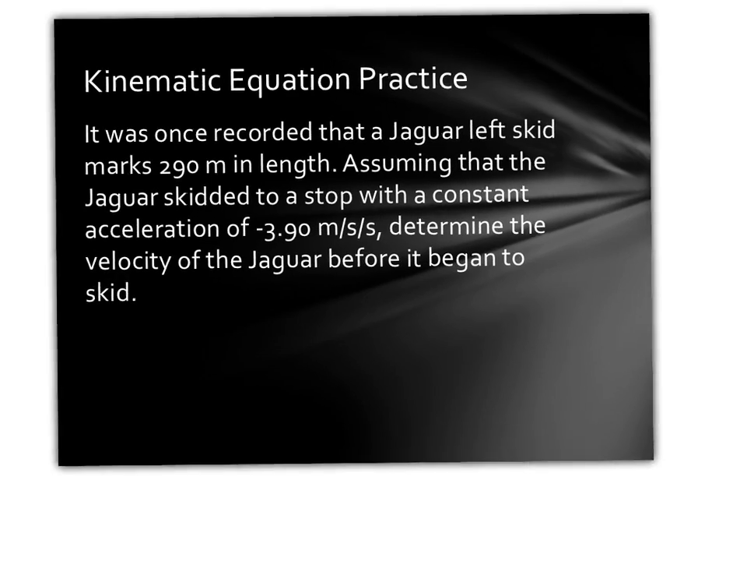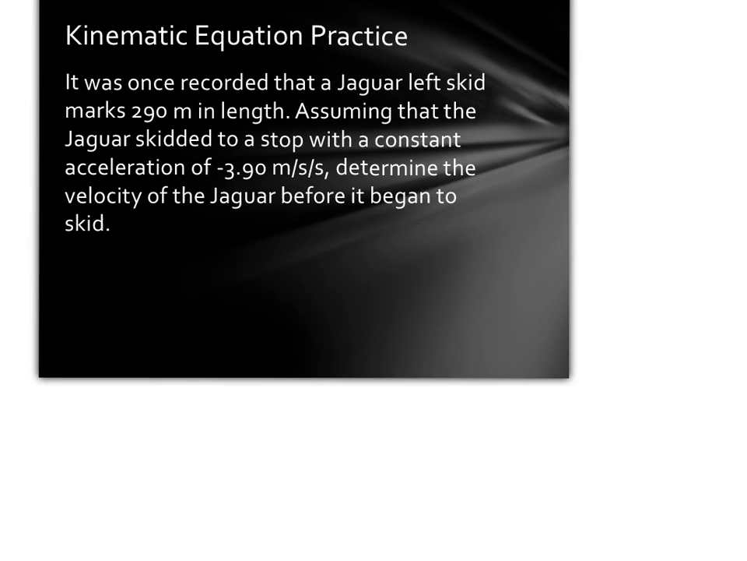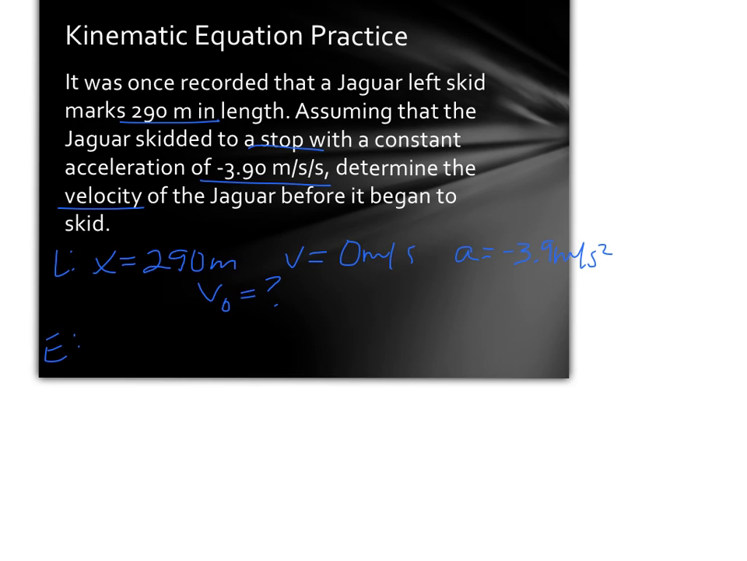Another sample problem. It was once recorded that a Jaguar left some skid marks 290 meters in length. Assuming that the Jaguar skidded to a stop with a constant acceleration of negative 3.9 meters per second squared, determine the velocity of the Jaguar before it began to skid. Again, it helps to list out what you know. We know that our distance is 290 meters. Assuming it skidded to a stop, our final velocity is 0 meters per second. Our acceleration is negative 3.9. And we want to find our initial velocity. Which equation has all of that information in it? That's going to be v squared equals VO squared plus 2a times x minus xo.